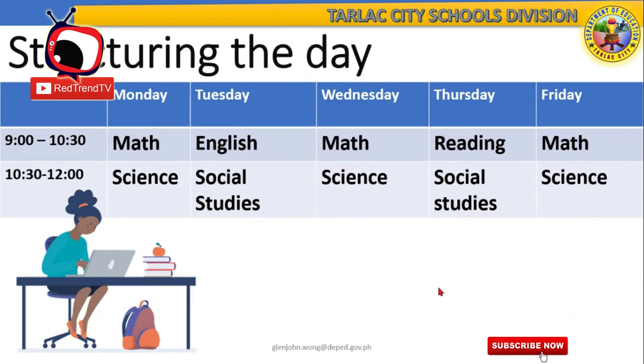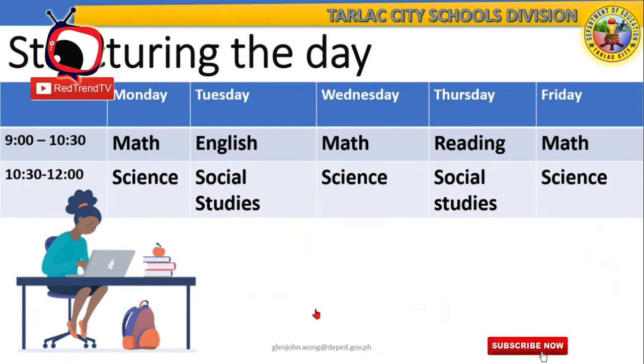So for example, our class starts at 8 a.m. to 5 p.m. Imagine a student sitting at a device for that long. This will lead to disengagement and may lead students not to attend the next class anymore. It will give them more reason not to attend your class anymore.